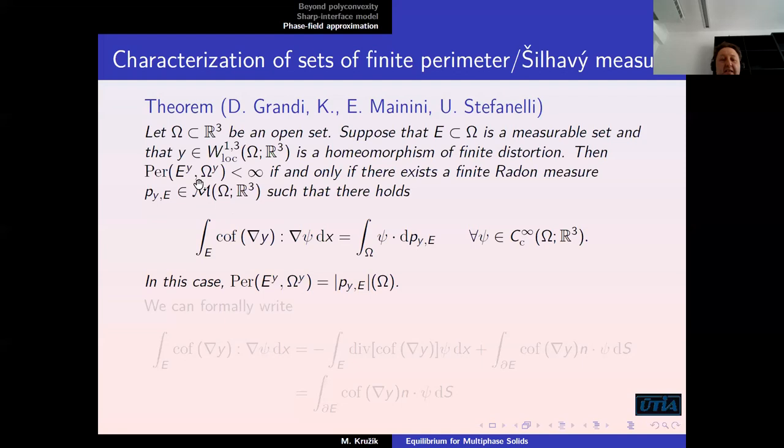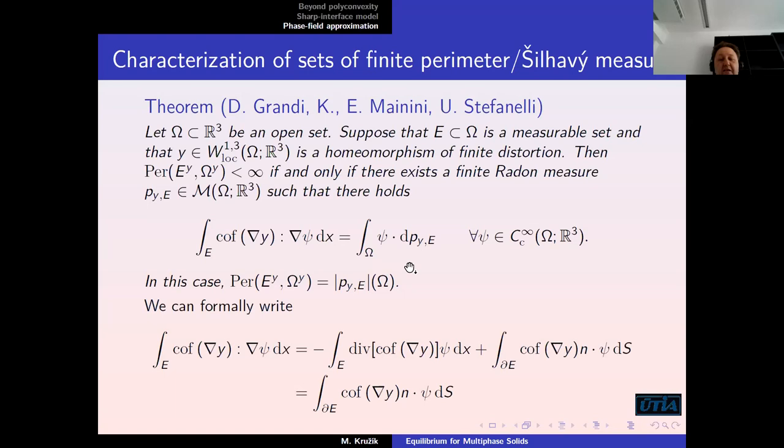And if this is a homeomorphism of finite distortion, then the perimeter of the image of E is finite if and only if there exists a Radon measure such that this holds for every test function with compact support in Omega. And the perimeter of the set can be calculated as the total variation of the measure. So if you do the formal calculation, you see that you exactly get what you would expect from the theory developed by Šilhavý, because here the divergence of the cofactor is zero. That's the well-known Piola identity. So we just remain with this term here.